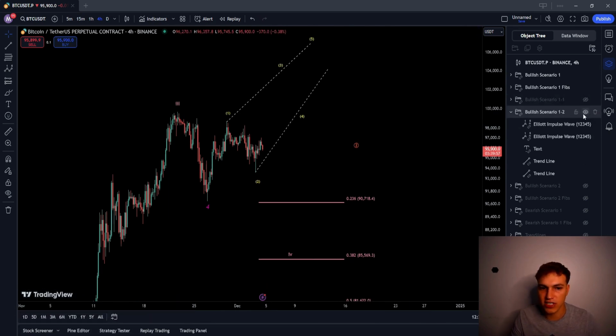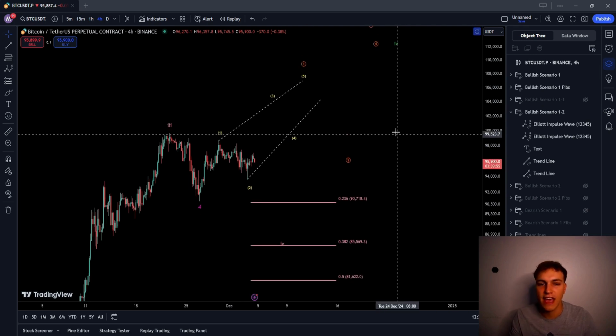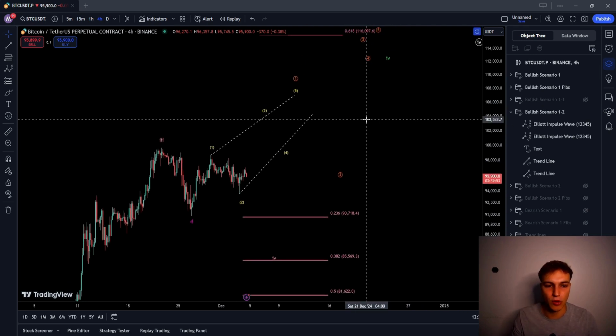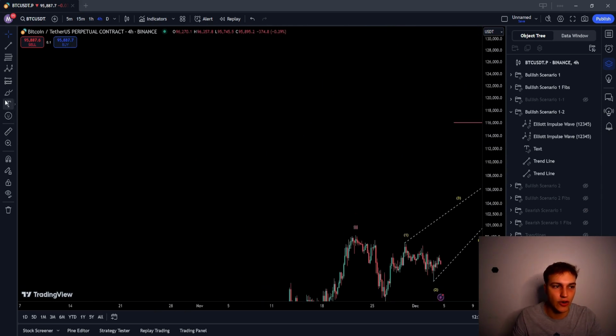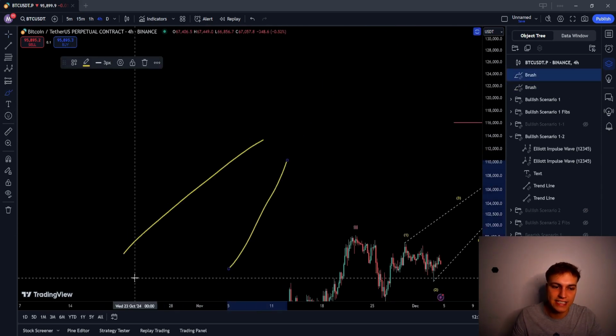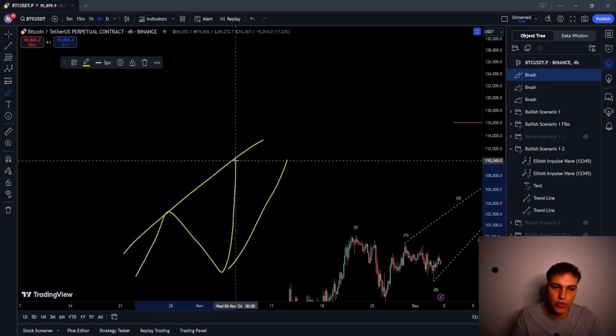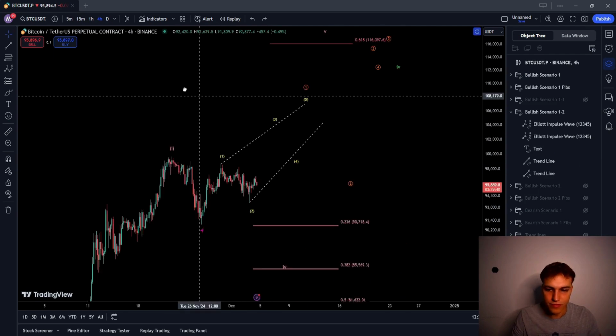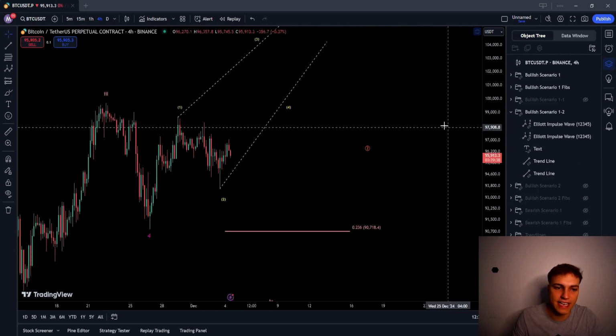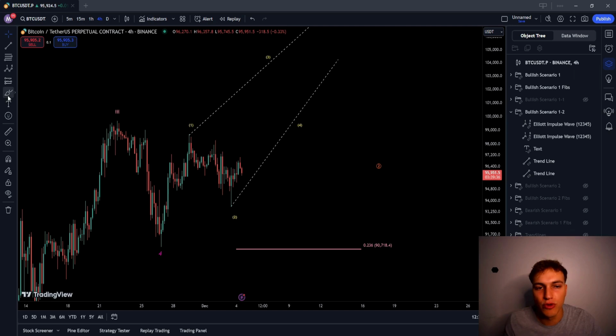Then if we look at our second scenario here, we actually have a leading diagonal possibility. Now remember, I spoke about that diagonal. When we finish a correction, we can have a diagonal 1, 2, 3, 4 and 5. So it is possible we do indeed have a diagonal here. Each move in a diagonal would mean a 3-wave structure.